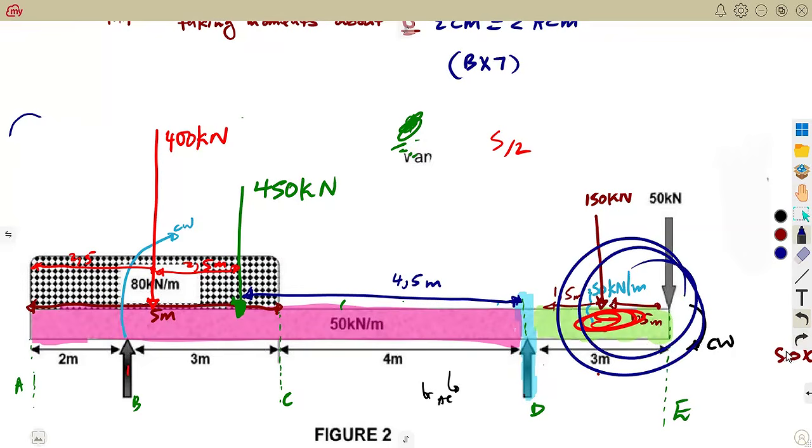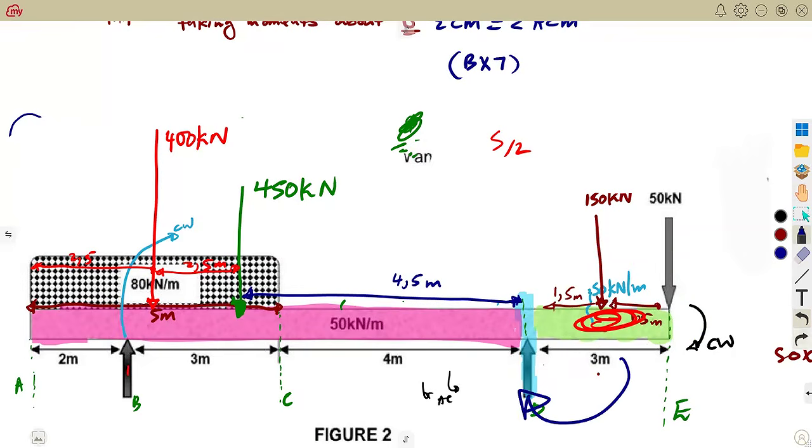Remember, on this side, we talked about these ones which are on the clockwise. They are moving to D like this. It's clockwise. So that is the 150 times what? Times 1,5, the distance between the force and D. So that's 1,5. So if you do not have this 150, you are going to write this one as what? You are going to write it as, remember it is 50 kilonewton.